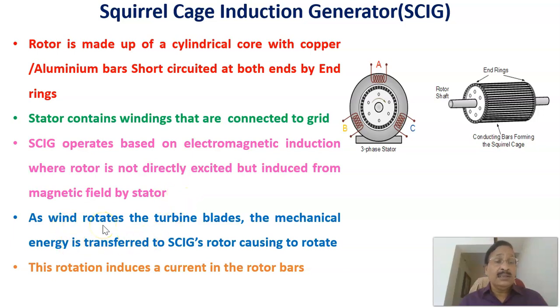As wind rotates the wind turbine, the mechanical energy is transferred to the squirrel cage induction generator rotor, causing it to rotate. And this rotation induces a current in the rotor bars.